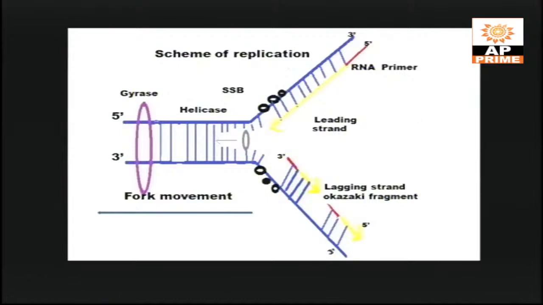Actually, synthesis of the lagging strand is a bit later than that of the leading strand. So, to get coordination between these two strands, the lagging strand will be pulled out between the replication fork and the DNA polymerase 3 enzyme.